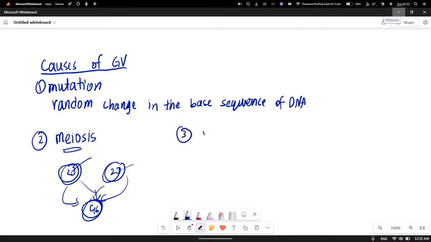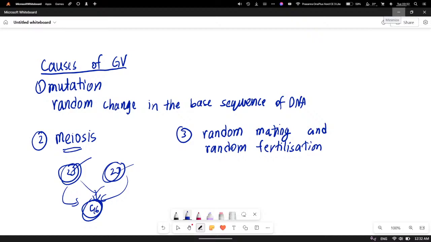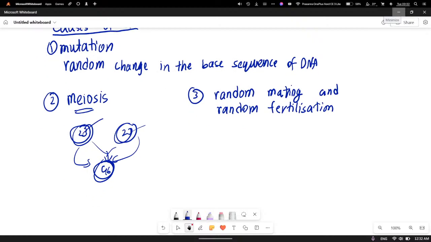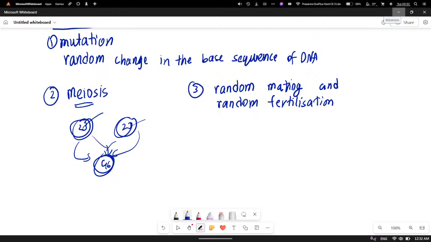Then the third one is random mating and random fertilization. In most populations of animals and plants, any male individuals and any female individuals can potentially reproduce together, and any two male and female gametes fuse together at fertilization. So there are many possible combinations of alleles that could be produced in the zygote. In an organism with a large number of genes, the possibility of two offspring having identical genotype is so small that it's almost considered impossible.